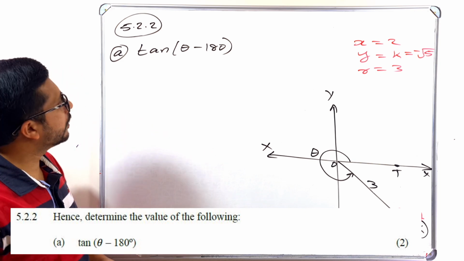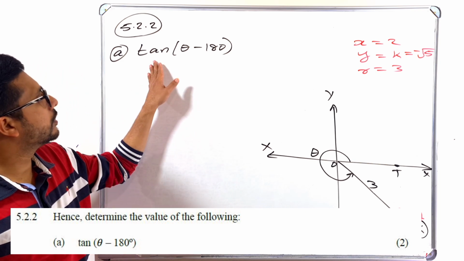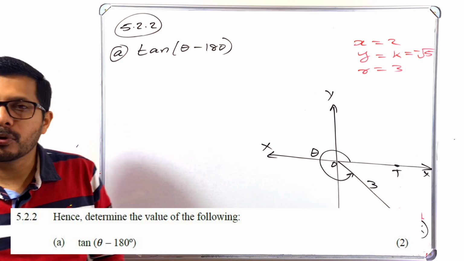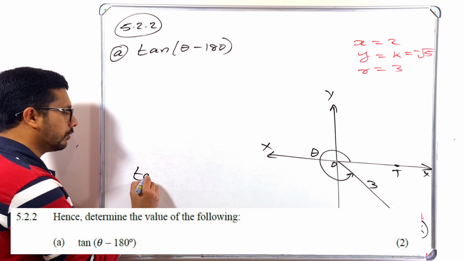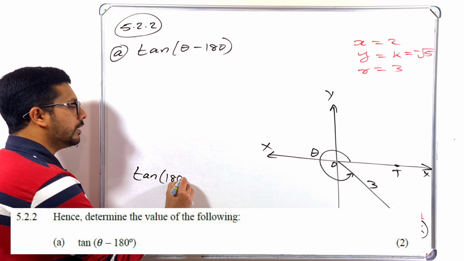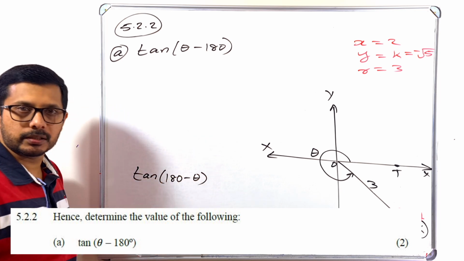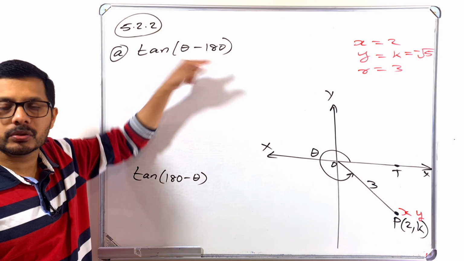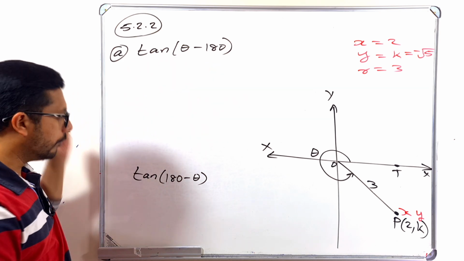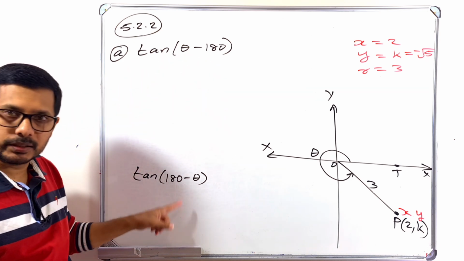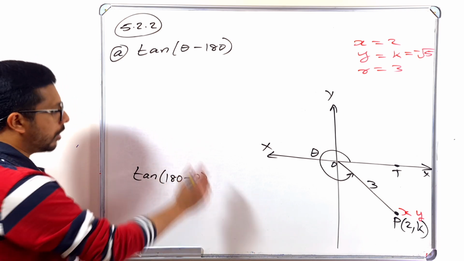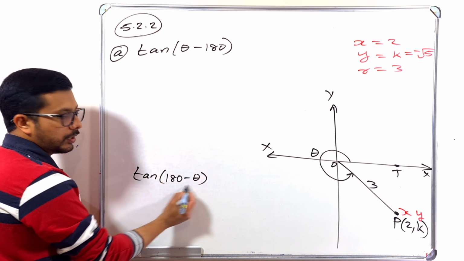Tan of theta minus 180. So here how can you answer this one? We studied the reduction formula like this, tan of, for example, 180 minus theta. But here what is written? Theta minus 180. So what I'm going to do here, first I'm going to write this one like this. Then I'm going to apply the reduction formula.